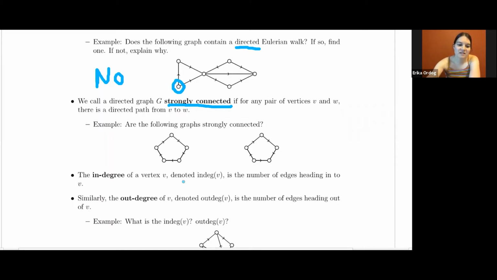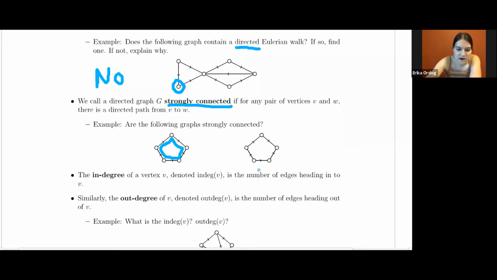Okay, now that you're back, are these graphs strongly connected? So is there a path between any two vertices? Well, here, yes. Notice we can go all the way around following along these arrows. So if we start at any point here, we can get to any of the other vertices by just following the flow of this cycle.